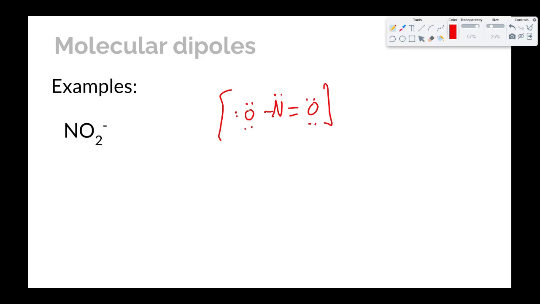Steric number is 3. There is 1 lone pair, so this is a bent molecule. Oxygen is more electronegative than nitrogen. So these don't cancel because it's asymmetrical, and we end up with an overall bond dipole with the oxygen end being the more negative end.